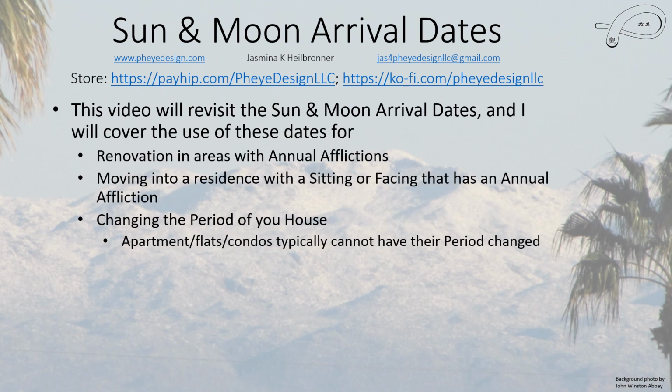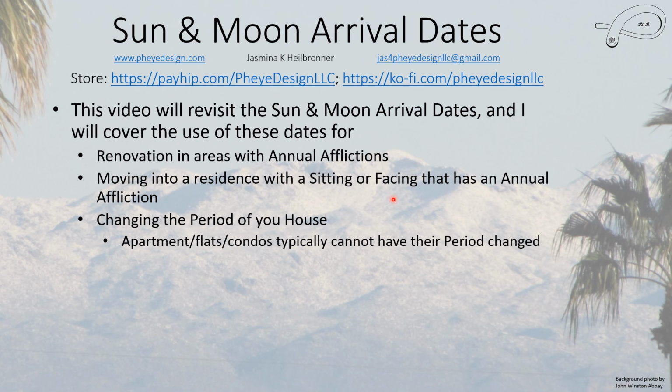Now the video will cover how you use the Sun and Moon arrival dates in these three areas. The biggest one that most people talk about is for renovation of areas where you have an annual affliction. And of course, that has to be done with care, otherwise you activate it and then you start having lots of trouble.